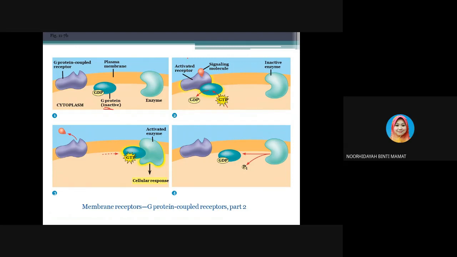Then the signal molecule will bind to the receptor, and the GDP on the G protein changes into GTP, so it becomes the active G protein. Then it will relay the molecules to an inactive enzyme. Once it binds to the enzyme, it becomes the activated enzyme. Then it will transduce, or convert, the signal into the cellular response.